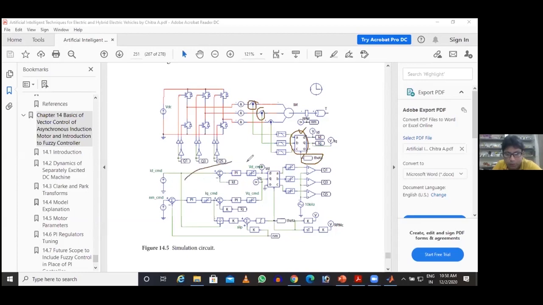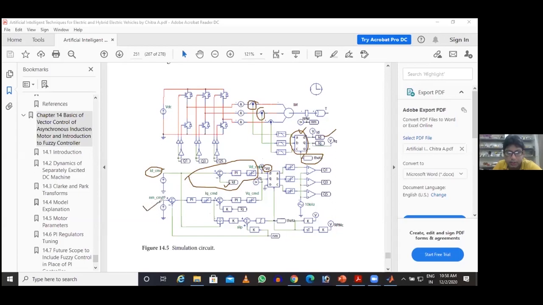And this loop is the direct axis loop, as I told. This is the set flux, which is compared with that ID coming from this block, and it is generating the stator direct axis voltage. And just now I have discussed the quadrature axis.